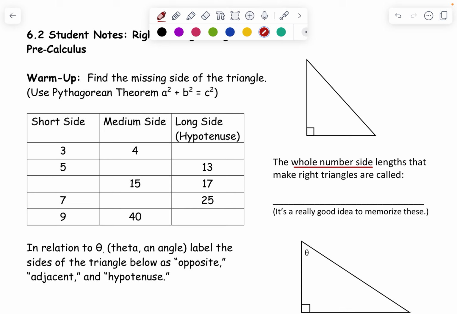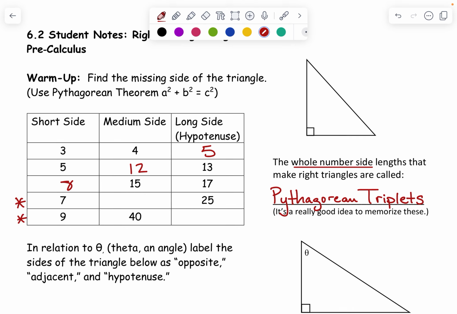And these are called Pythagorean triplets. And it's good, just like it's good from last lesson, to know your perfect squares and be able to quickly access that information. It's good to know these most common Pythagorean triplets. And so the most common ones are a 3, 4, 5, a 5, 12, 13, an 8, 15, 17.